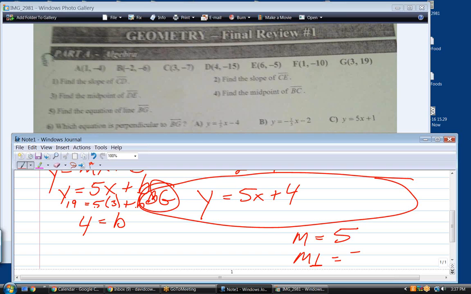Let me put a 1 under it. In other words, 5 is the same as 5 over 1. Now flip that, so then it would be 1 over 5. And now change its sign to a negative. There's your slope of the perpendicular. Oh, okay. That makes sense.